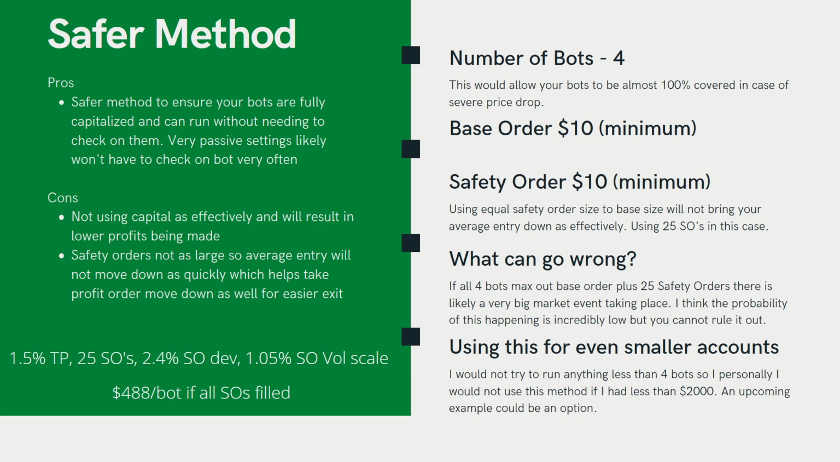Now, the cons. Well, you're not really using your capital as effectively as you can, right? And what's the odds of all of your safety orders being filled? If you have 25, 30 safety orders, what's really the odds of that being filled? I'd say that it's really low. So that being said, wouldn't it be smarter to put more of your capital at work and have that kind of risk sitting there of, if all of my orders do fill, I could be underwater? But again, what's the likelihood of that happening? So that's completely up to you.